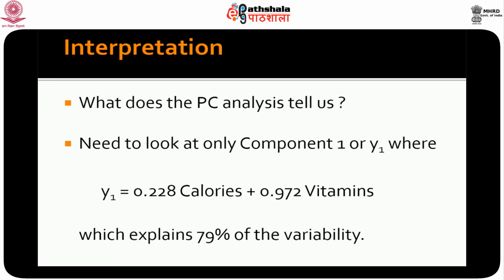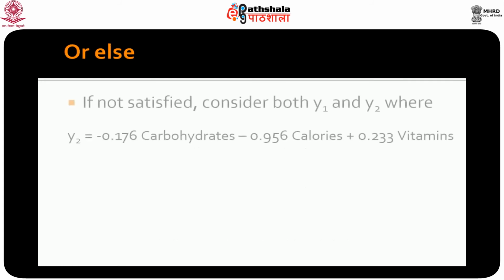Instead of 5 variables, you just look at one single variable y1, and you have almost 80% of the variability covered. Or else, if you are not satisfied with this, along with y1 you can take the second column y2, and from that we see that it is a linear combination of the carbohydrates, the calories, and the vitamins, and this gives us the second variable.